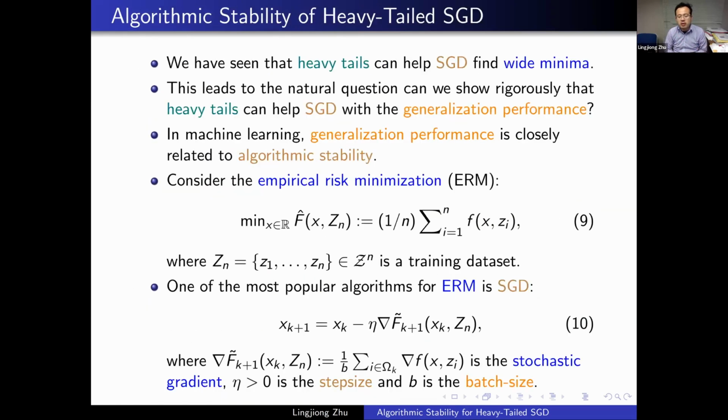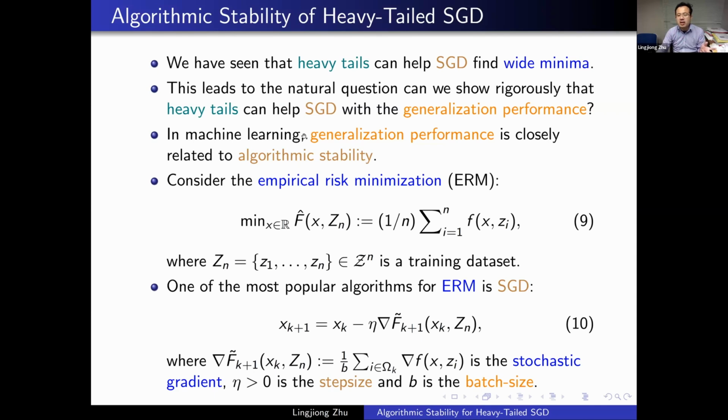So this is a relatively brief introduction. I went through it relatively quickly because I think most of you are already familiar with this type of argument. We have seen that heavy tails can help SGD find the wide minima. And it's also believed in the computer science literature that wide minima is the reason why SGD has better generalization performance. But unfortunately, this is just a heuristic argument. It doesn't prove rigorously how heavy tails can help SGD with generalization performance. So how to do that rigorously? That's the focus of today's talk.